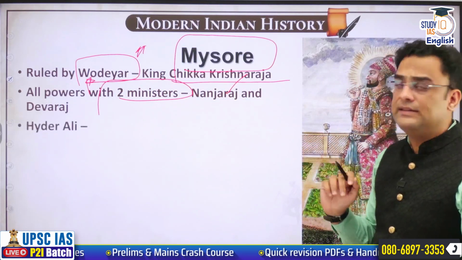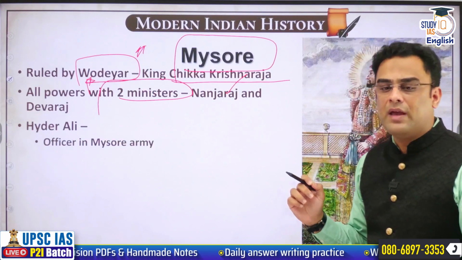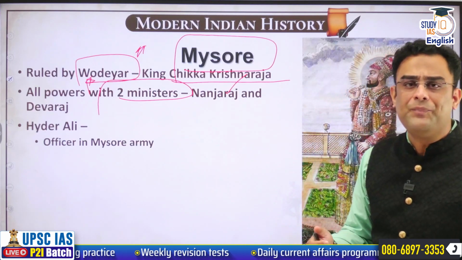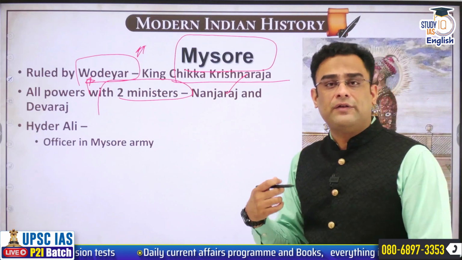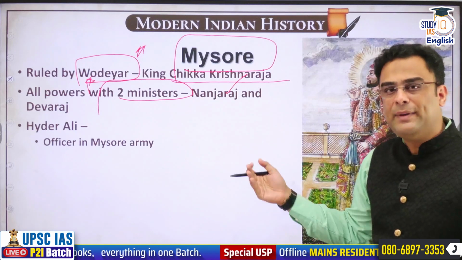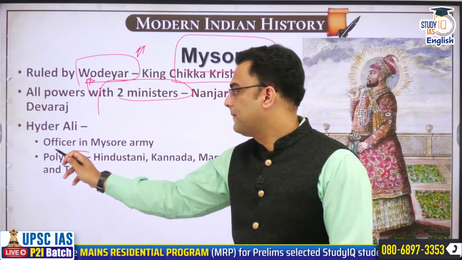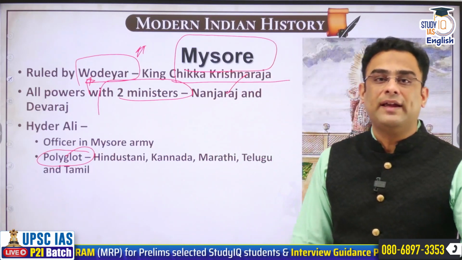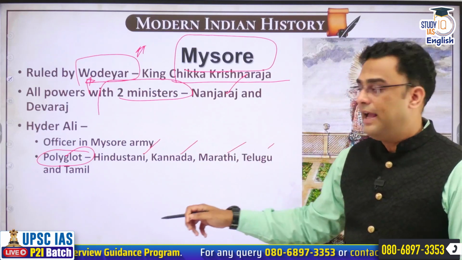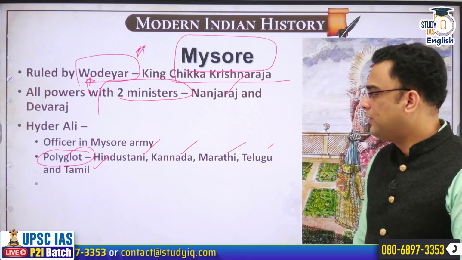Okay. In this state of Mysore was a military officer by the name Hyder Ali. Hyder Ali started out as a small soldier, a Sipahi as we would call him, but because of his stupendous achievements on the battlefield, he was a born military genius. He rose in ranks and became an officer in the same Mysore army. It is said that he was a polyglot. Who's a polyglot? A person who can speak multiple languages. He could speak Hindustani, Kannada, Marathi, Telugu, as well as Tamil, the languages that were spoken within and around the state of Mysore.